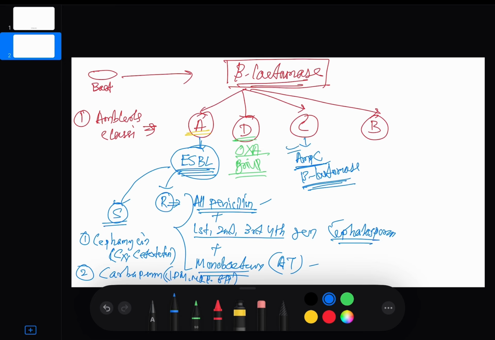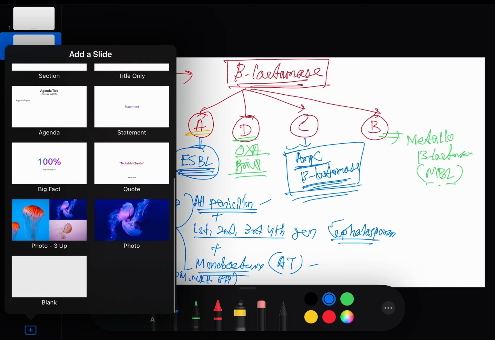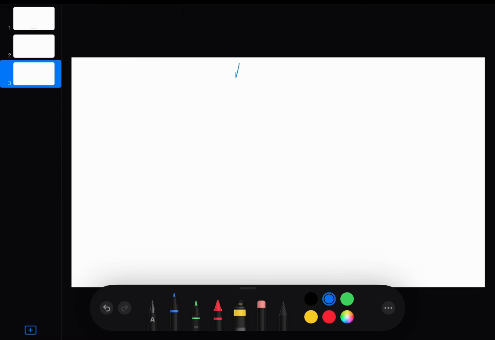And the fourth one is group B, the beta lactamase which is also known as MBL, metallo beta lactamase. The danger here is the AmpC beta lactamase. They are resistant to many other antibiotics.